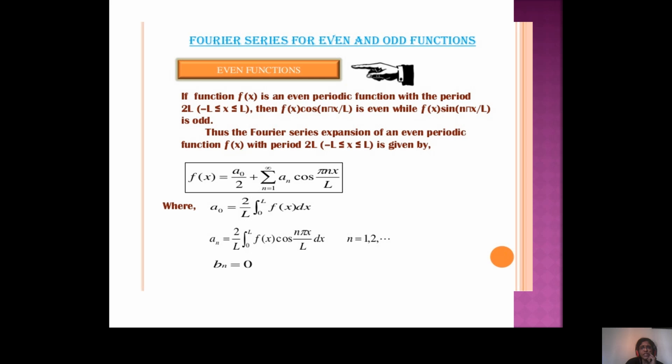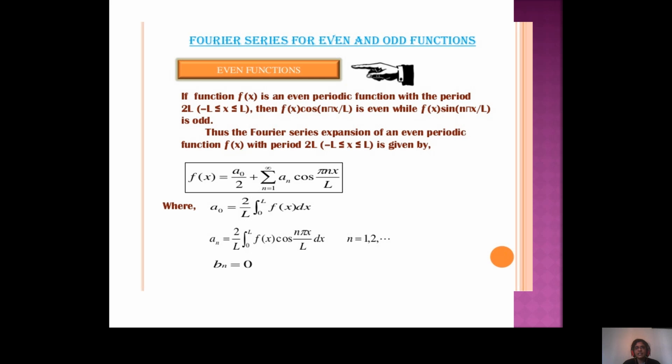So even function: if function f of x is an even periodic function with the period 2l, that means minus l less than or equal to x less than or equal to l, then f of x cos n pi x by l is even, while f of x sin n pi x by l is odd.